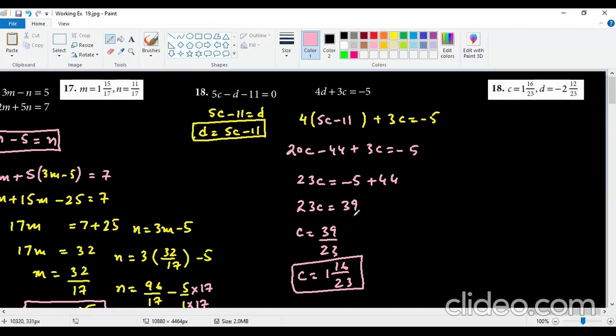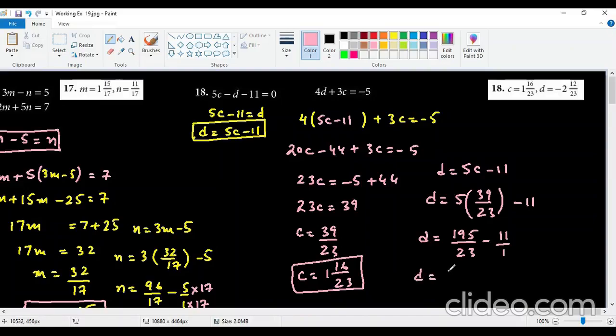And now we will use the second equation, or any equation if you like, to find the value of d. The value of d is 5c minus 11. And now I will use the value of c, which is 39 over 23. These are going to be multiplied, minus 11. So 39 times 5 is going to give us 195 over 23 and minus 11 over 1.